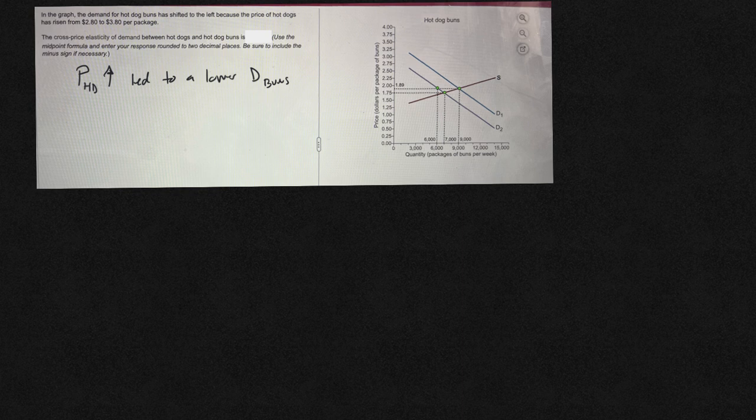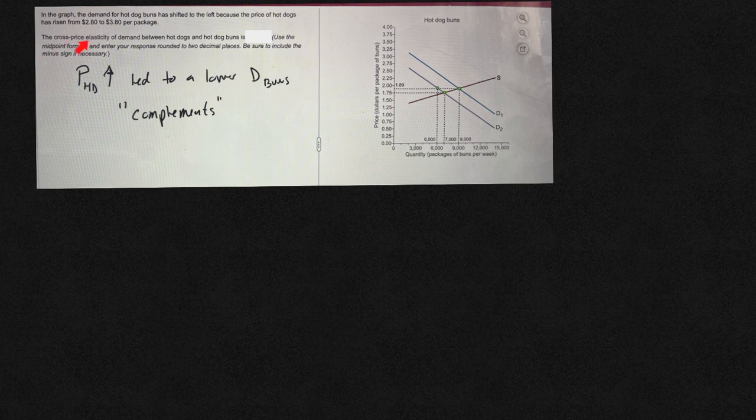So what does that tell us? That tells us that these two, by definition, are complements. So we call these complementary or complement goods. The idea is that they go together. So if the price of one goes up, my quantity demanded of that good's going to go down. So that means I have to buy less, or I demand less, of the other. So we know right away that these are complements if this is happening.